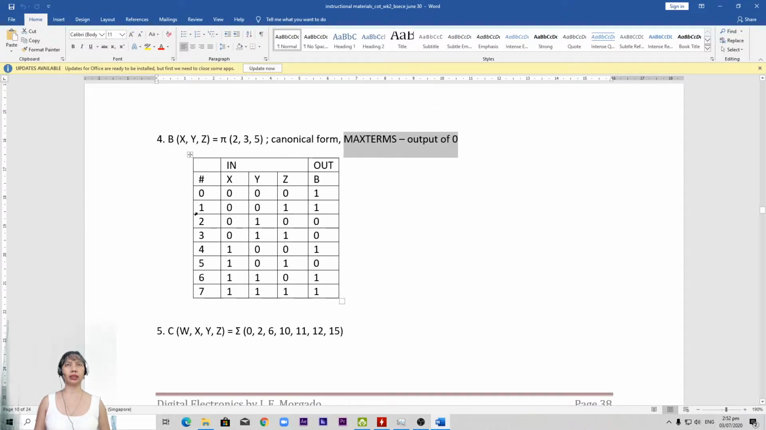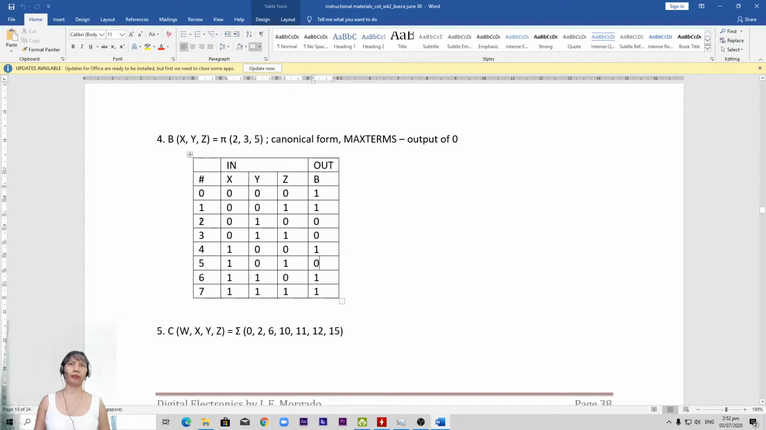So let's see, for max term 2, we have 0. For max term 3, we have 0. And for max term 5, it is also 0. The rest are 1. So it's easy to generate a truth table given the canonical form.